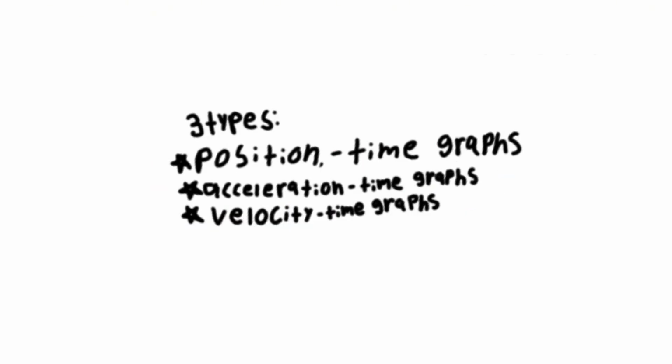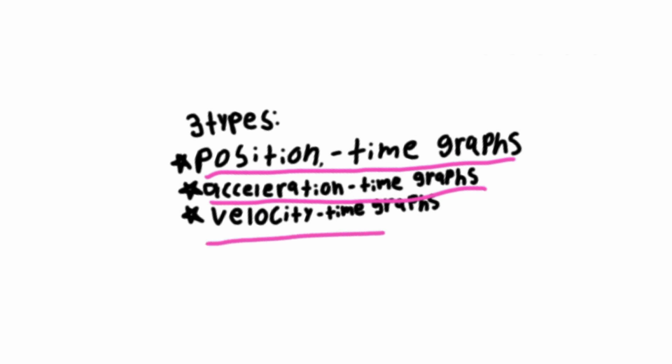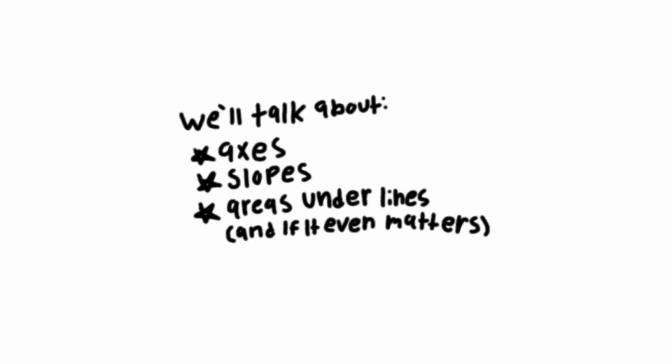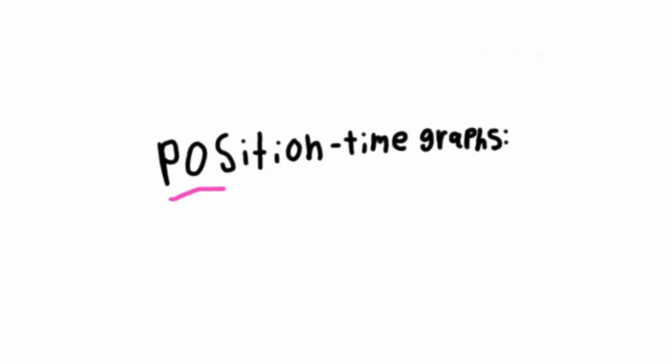So the three types of graphs that I'm going to be discussing today are position over time graphs, acceleration over time graphs, and velocity over time graphs. Now for each graph, we'll talk about what the axis means, what the slope represents, and what the area under the line tells you. So first, let's talk about position over time graphs.